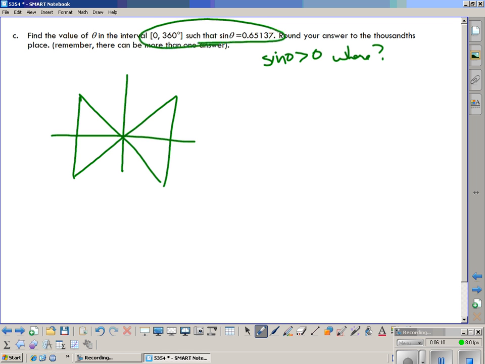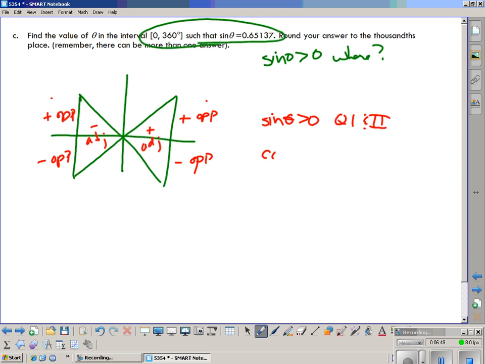Opposite sides are for sine. So this is my opposite. This is where my opposite side is positive, this is where my opposite side is positive, and the opposite side is negative here and over here. My adjacent side is positive there, and it's negative over here. And hypotenuses we really don't care about too much at this point because those are always going to be positive. And so sine is going to be bigger than 0 in quadrant 1 and quadrant 2 because my opposite sides are positive.